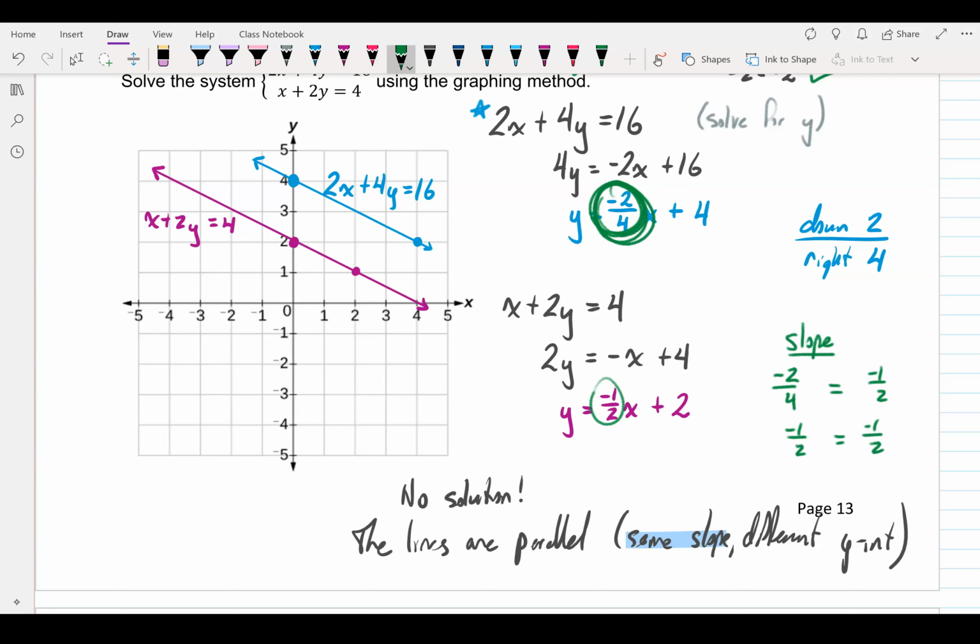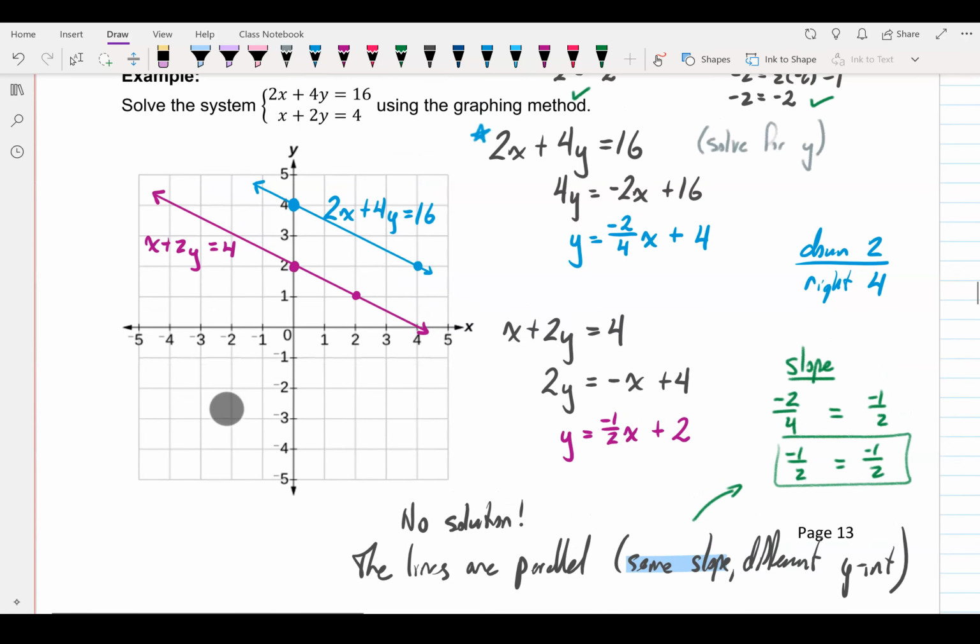Simplify this one up here, and it's going to give you negative 1 over 2. So it means that they have the exact same slope. So that's why I said they have the same slope. Same slope means they're parallel. So all these things kind of get wrapped up into each other. One doesn't necessarily come before the other. You just need to understand how it works.